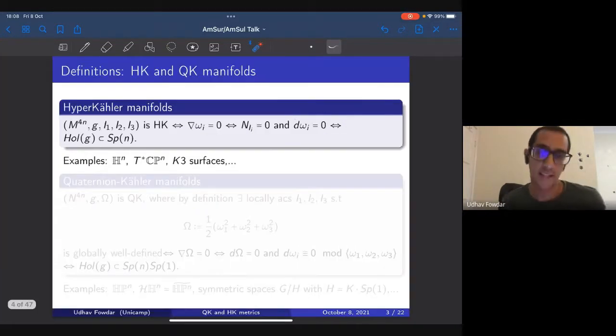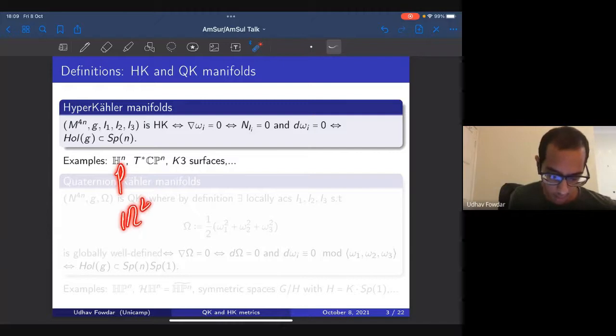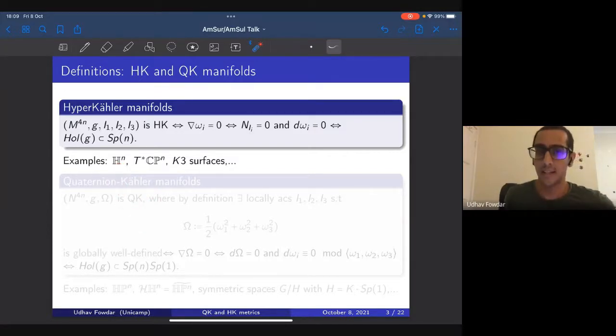And the basic examples I want you to have in mind are flat space. So Hn here is the quaternionic space. This is just R4n with its flat metric, and it has holonomy group the identity, so it's trivially a hyperKähler manifold. If you want to find a non-trivial example, you can look at the cotangent bundle of CPn. This admits a hyperKähler metric by the Calabi ansatz. This is one of the first examples of a hyperKähler metric that was known. And both of these examples are non-compact.